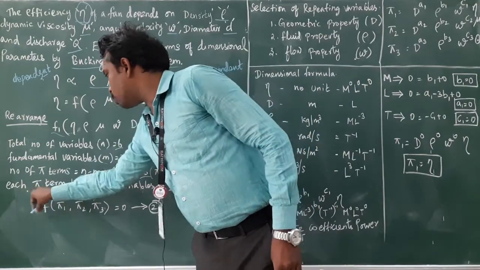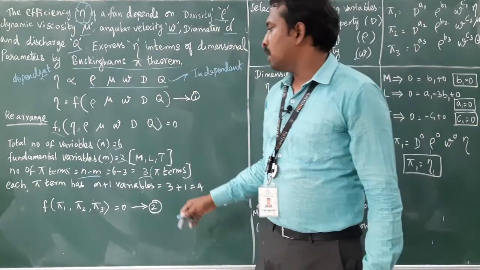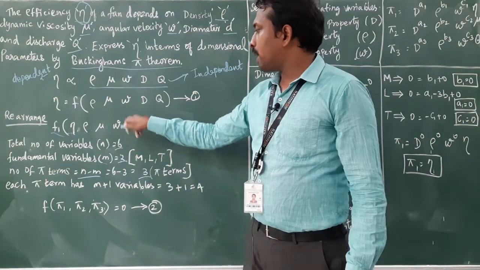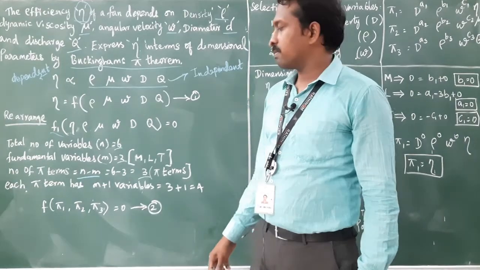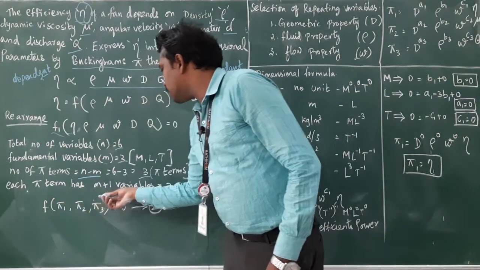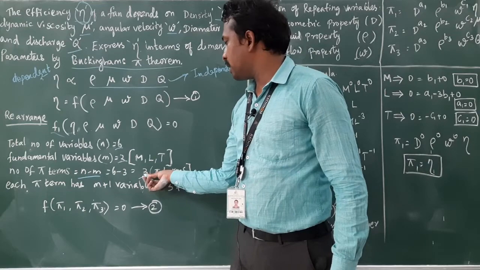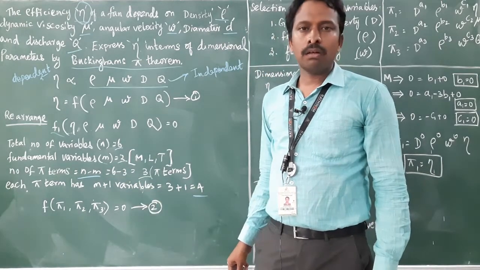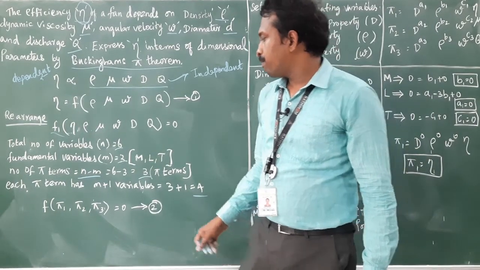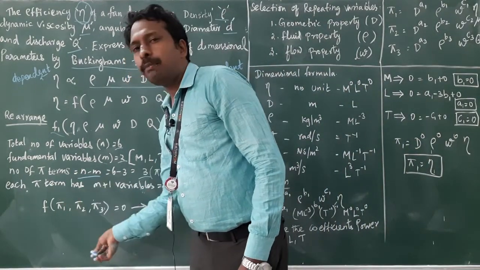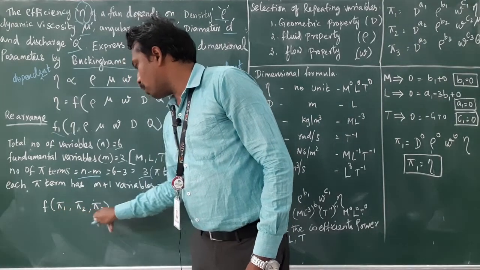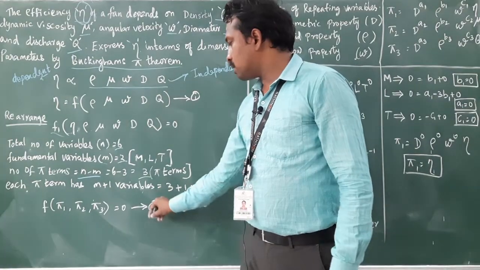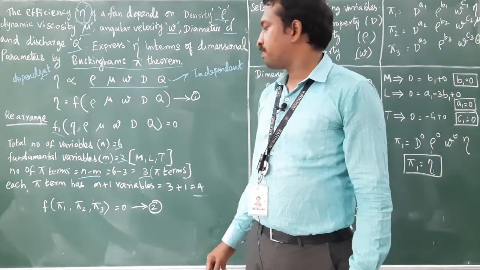Next, each pi term has m plus 1 variable. These four steps are common for all the Buckingham's pi theorem problem. Only the total number of variables will change. Okay. Each pi term has m plus 1 variable. Here m is 3 and 3 plus 1 is 4. So in each pi term we are having 4 variables, right? In this problem we are having 3 pi terms, which is pi 1, pi 2 and pi 3. All the pi terms are equal to 0, which is equation number 2.